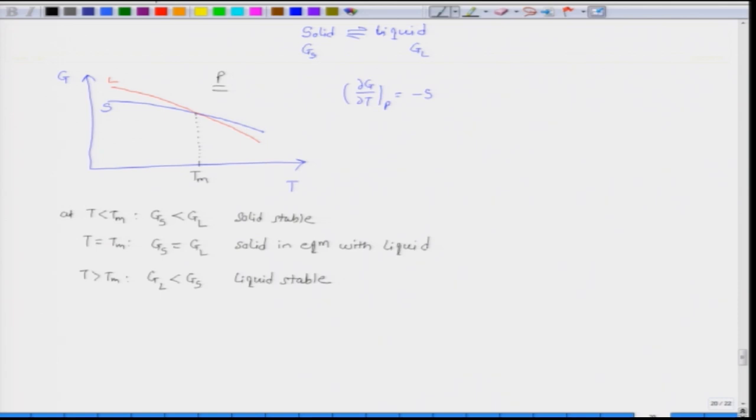Okay. Suppose we could cool the water below T equal to Tm, let us say at temperature T1. So we know at T1, G liquid is greater than G solid, right. So liquid is an unstable phase, so it has to transform to a stable phase, which is solid. So liquid to solid transformation will occur irreversibly.